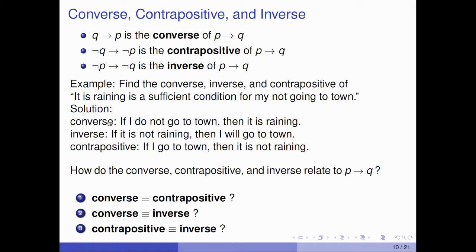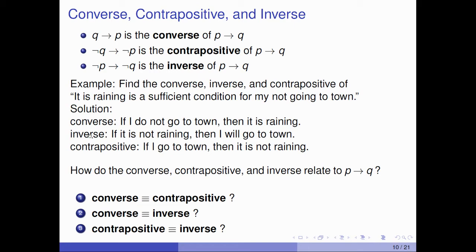So that's why if you take the converse of this, then reverse, you can see here Q implies P. We just exchange the roles of P and Q. So we just simply exchange them. If I do not go to town, then it is raining. That is the converse.